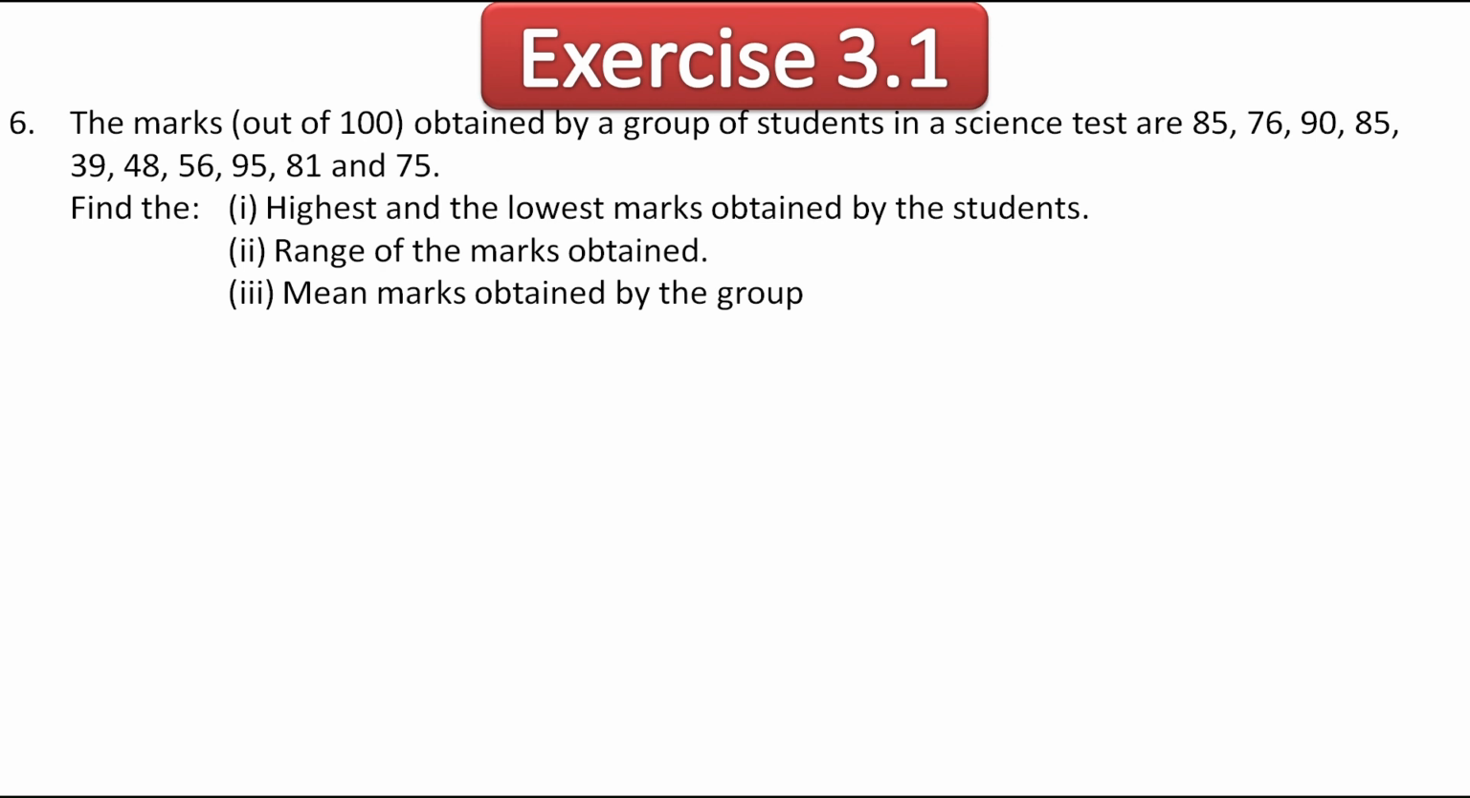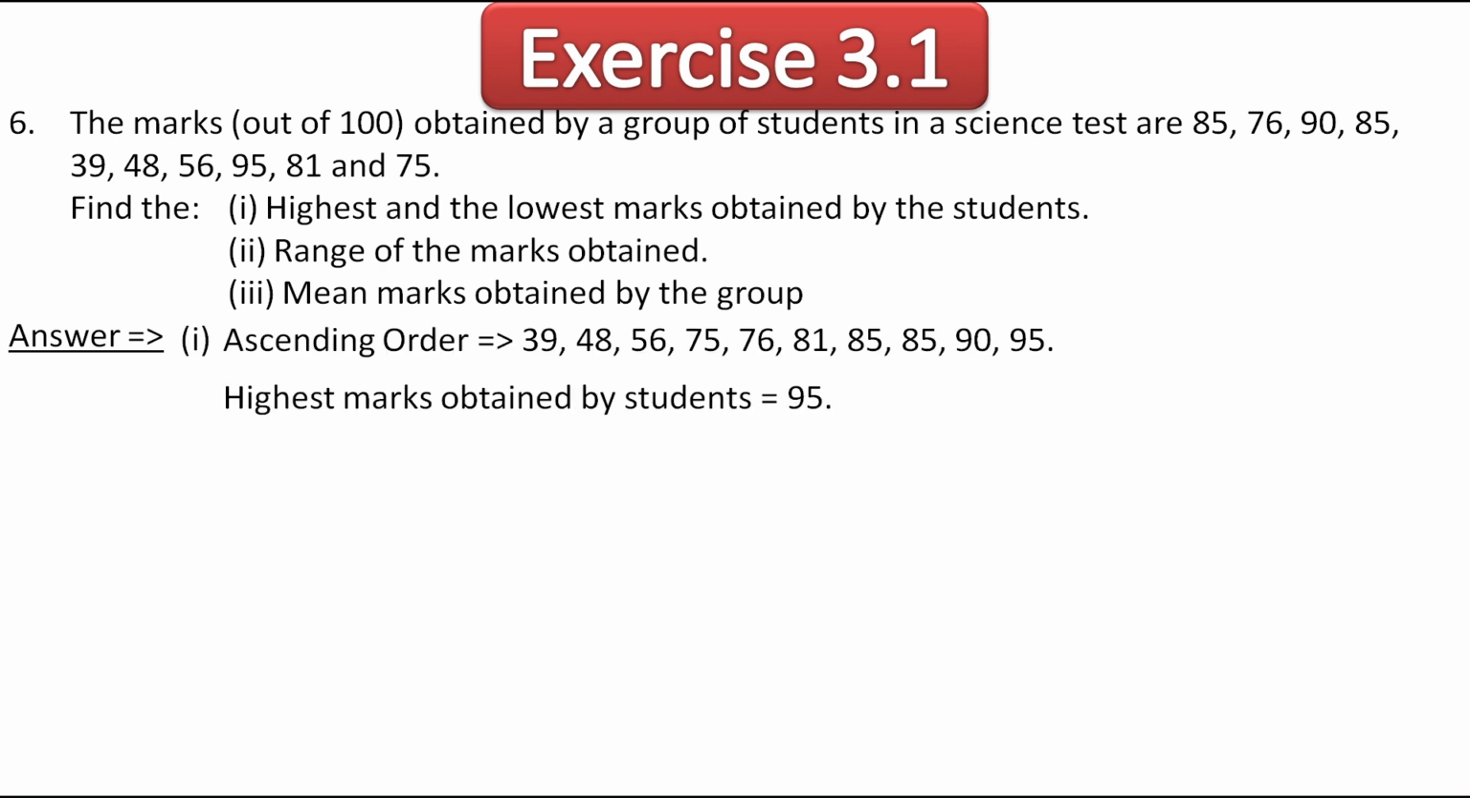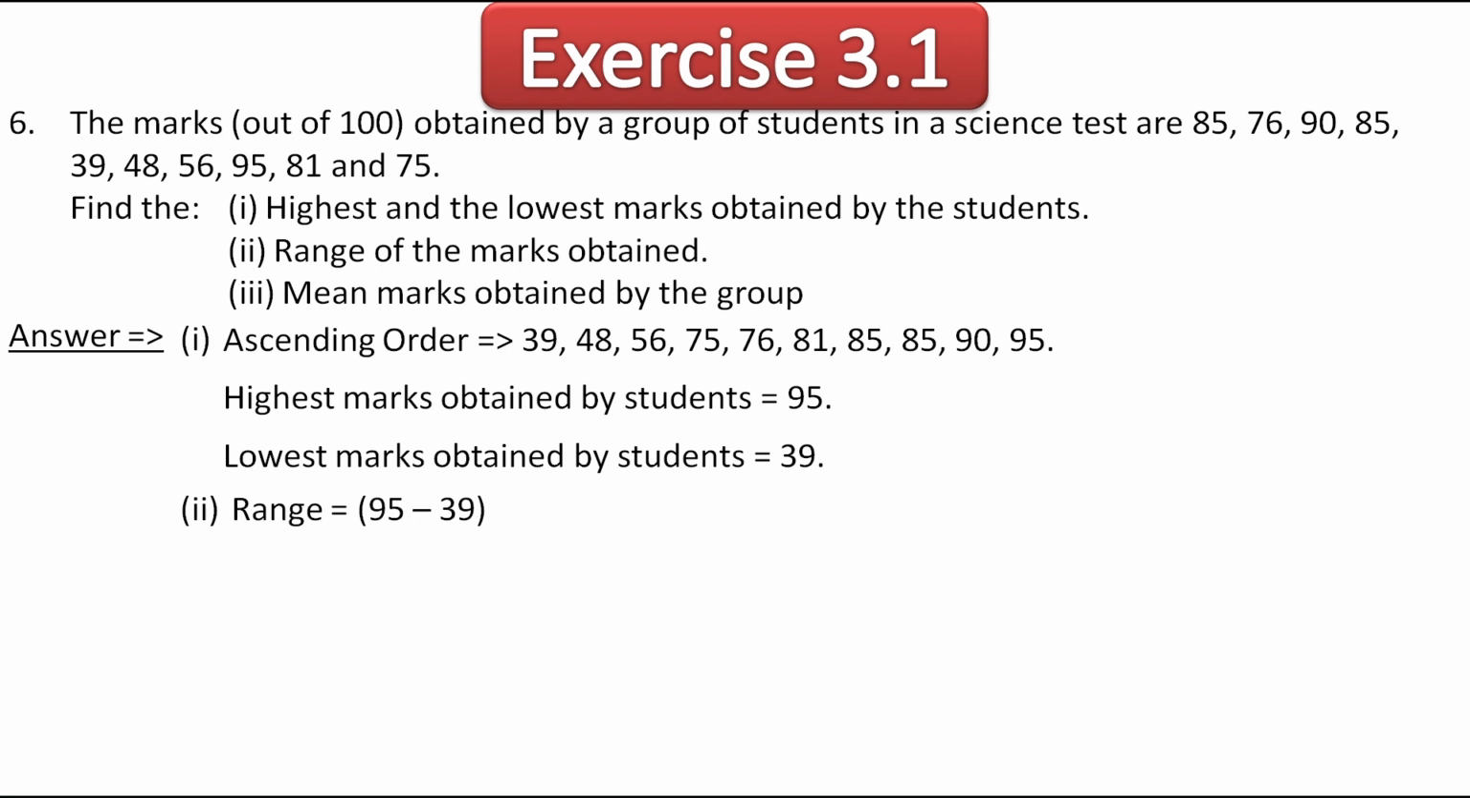Okay, when I observe all the marks, I understood that the highest mark obtained by the students is 95. You can write them in ascending order or you can directly write the answer, it's okay. So here the lowest mark is 39. Now the second question is to find the range of the marks obtained. Range can be found by subtracting 39 from 95. Then I got the answer as 56.